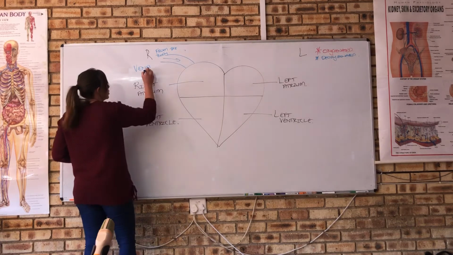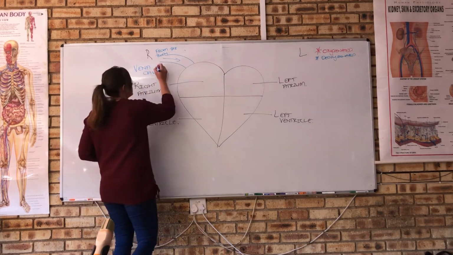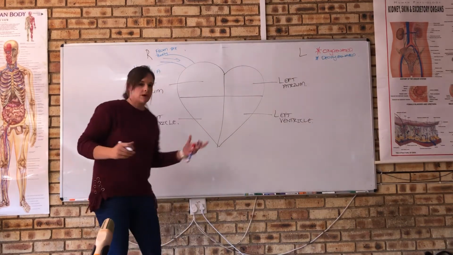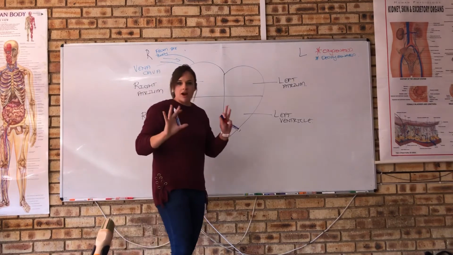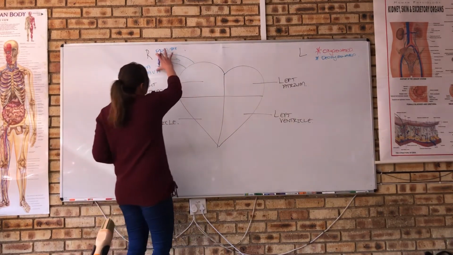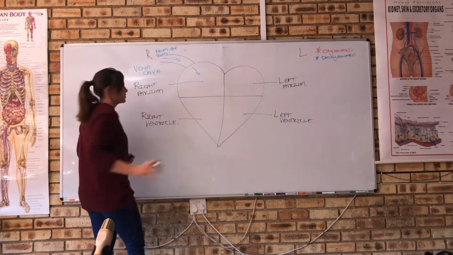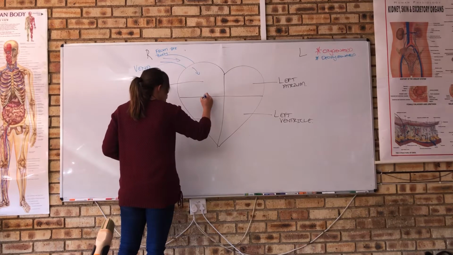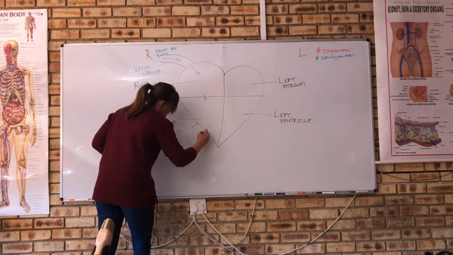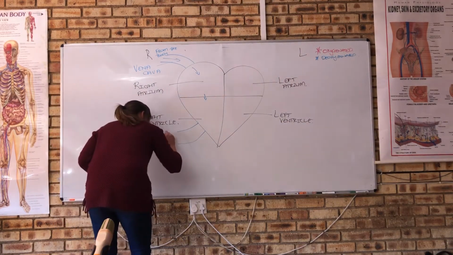V-E-N-A, new word, C-A-V-A. Nice and easy, vena cava. Now there are 2 vena cavas, one coming from the top of the body and one coming from the bottom of the body, but at grade 9 level, just knowing vena cava is sufficient. Okay, so that deoxygenated blood is coming in. It will pass into this top chamber, the right atrium. It will pass through into the right ventricle, and then it will leave the heart. Okay, and that is going to the lungs.